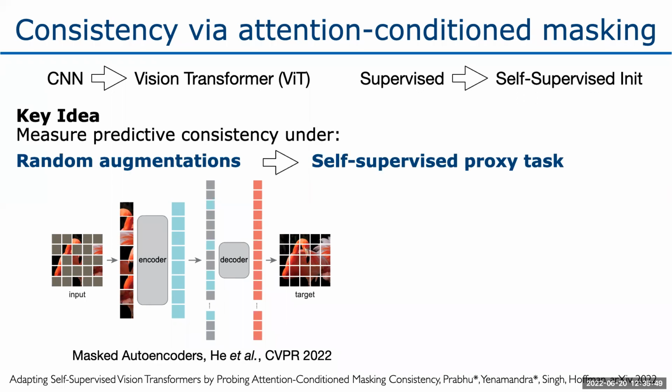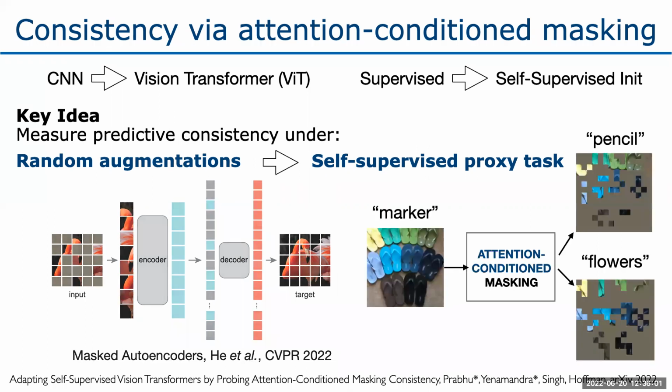And as before, our idea is to use predictive consistency. But we find that in this case, a superior alternative to using random augmentations is to instead match the self-supervised proxy task. So in our case, this corresponds to consistency under masking. And so we can actually do attention-conditioned masking by leveraging the ViT attention mechanism to generate these sorts of masked images that you see on the right. And then you can probe the reliability of this target instance by measuring predictive consistency across all of these images.